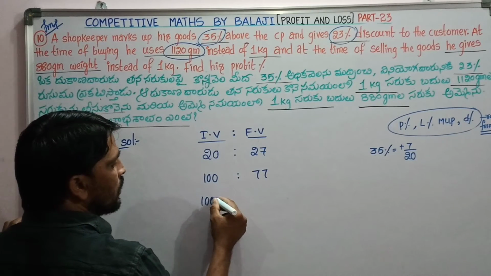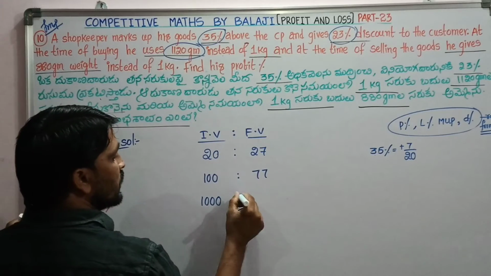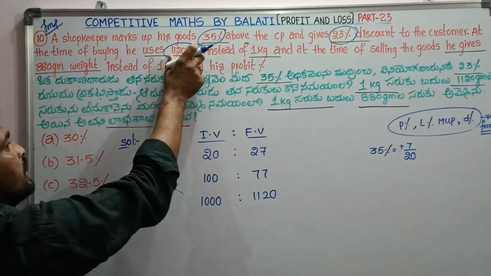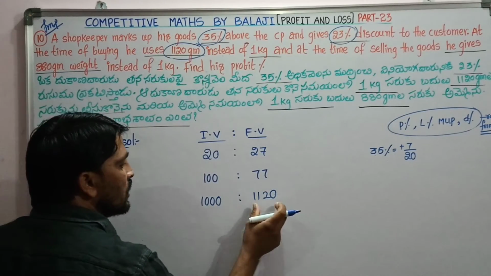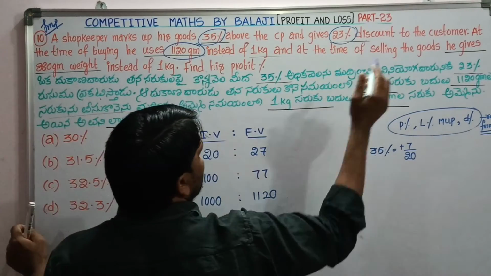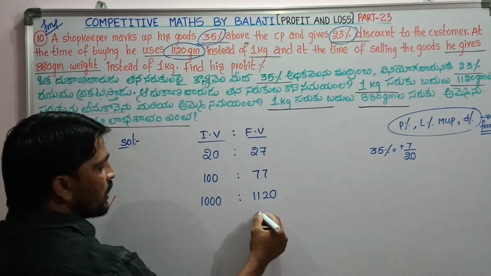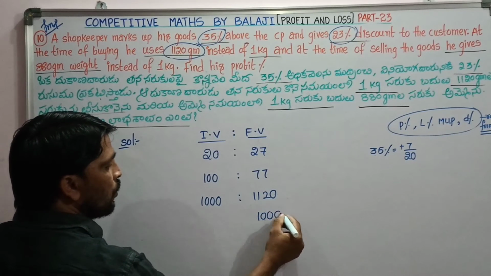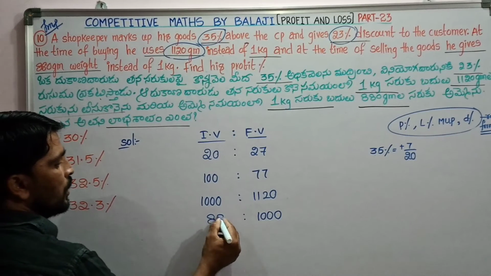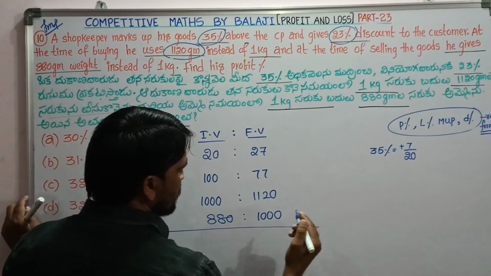Actually, he has to take 1000 grams of goods. Instead of 1000 grams, he takes 1120 grams. This is faulty weight. Faulty weights are always arranged in lesser value to greater value ratio. And at the time of selling goods, he gives 880 grams weight instead of 1 kg. Actually, he has to give 1000 grams of goods. Instead of 1000 grams, he gives only 880 grams. Yes, this is the actual process.